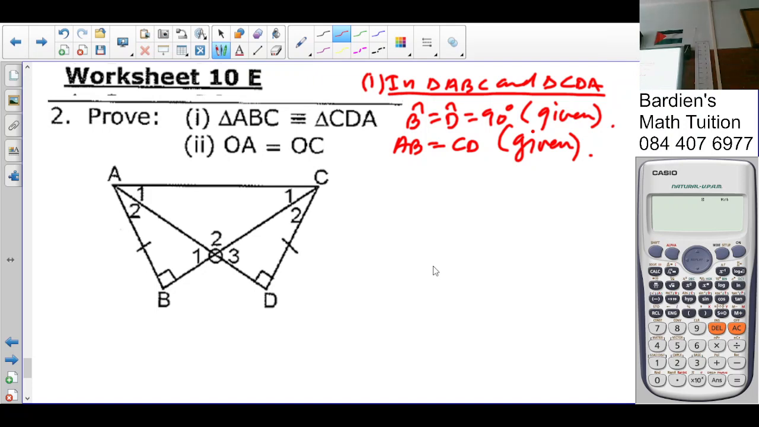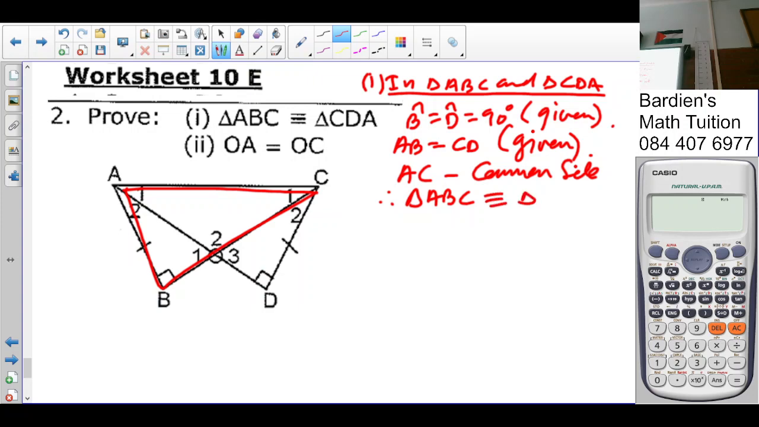And let me say that AC is a common side. Or you can say that AC is equal to AC, common. So therefore, this is enough to conclude congruency. Triangle ABC. So you go A, B, C, going through the known side to the 90 to the unknown side. So it's congruent to triangle C, going through the known side to the 90 to the unknown side. So the order is correct.